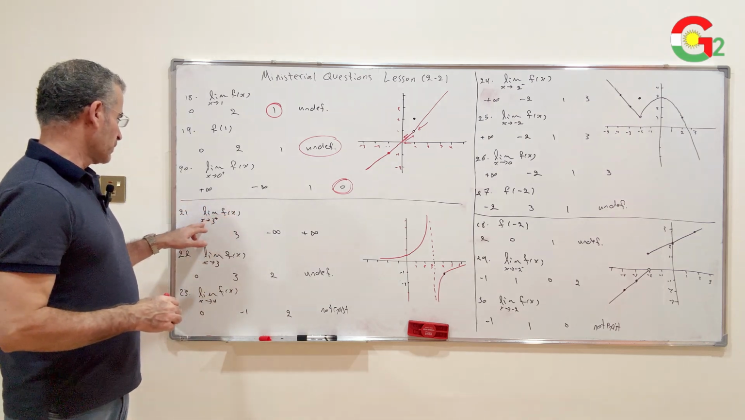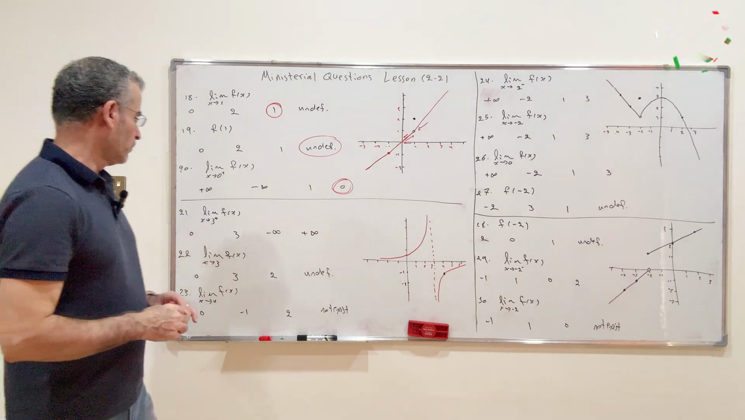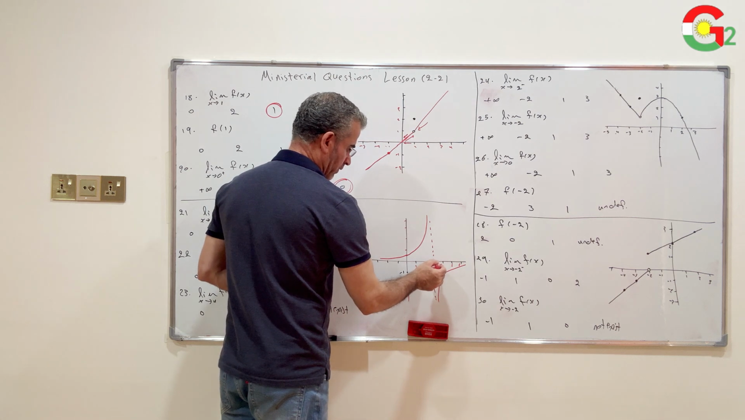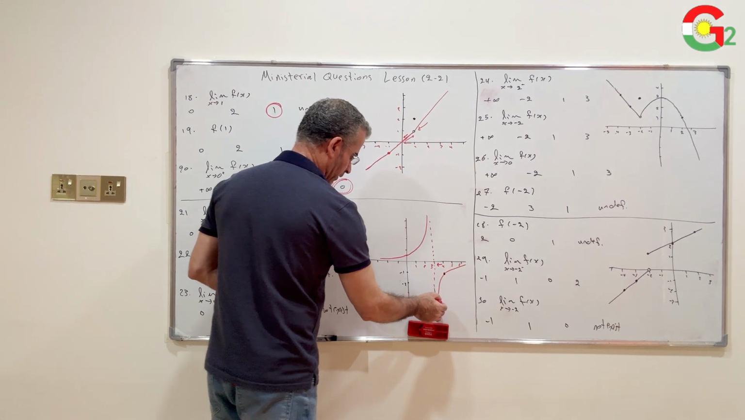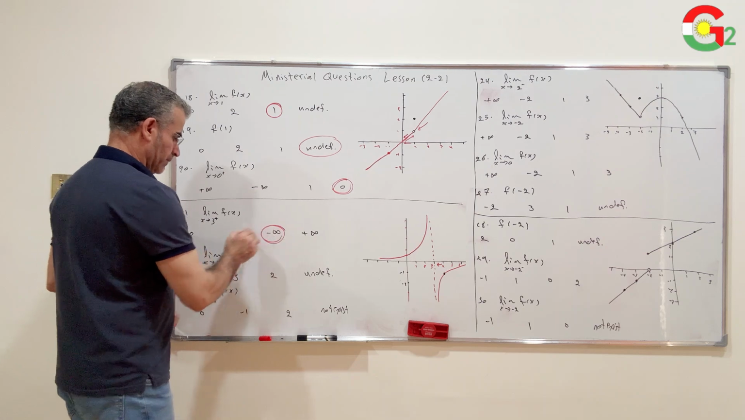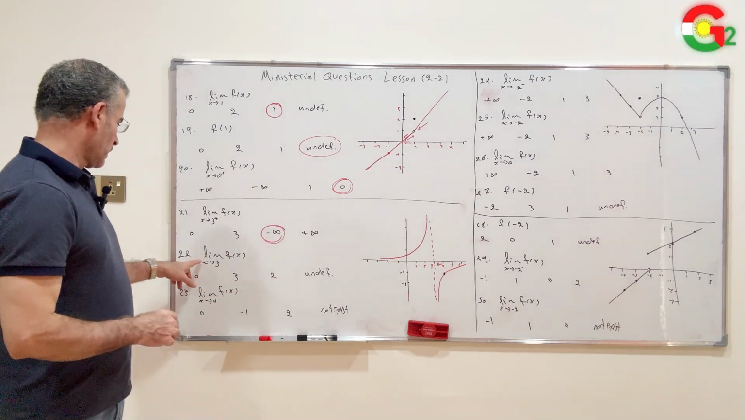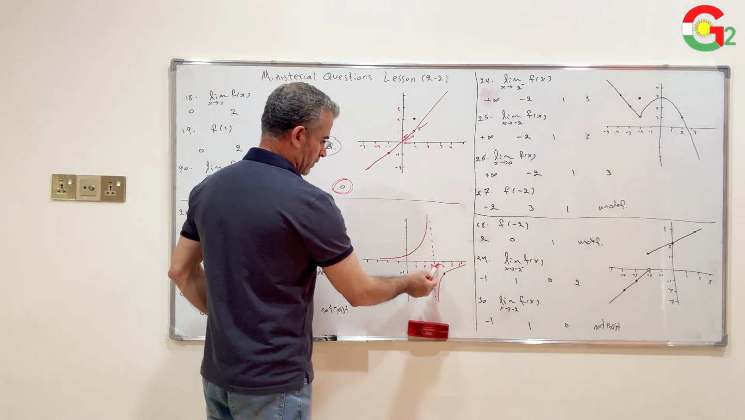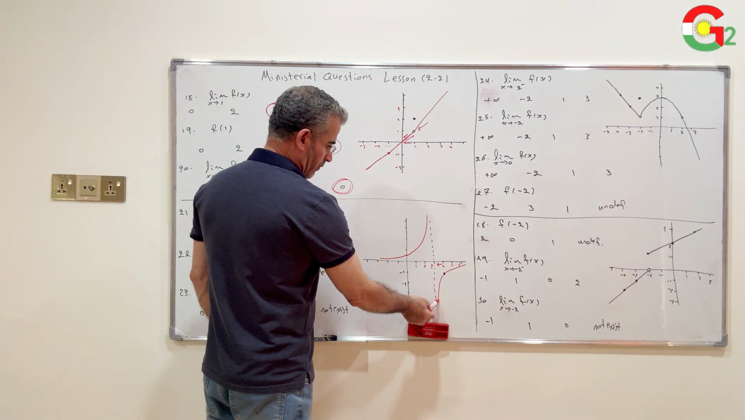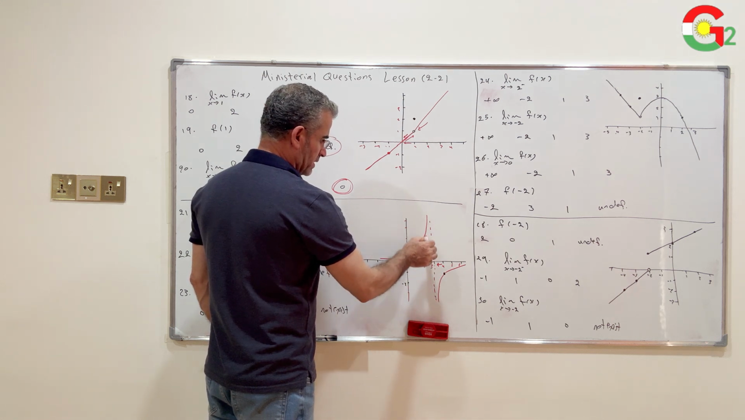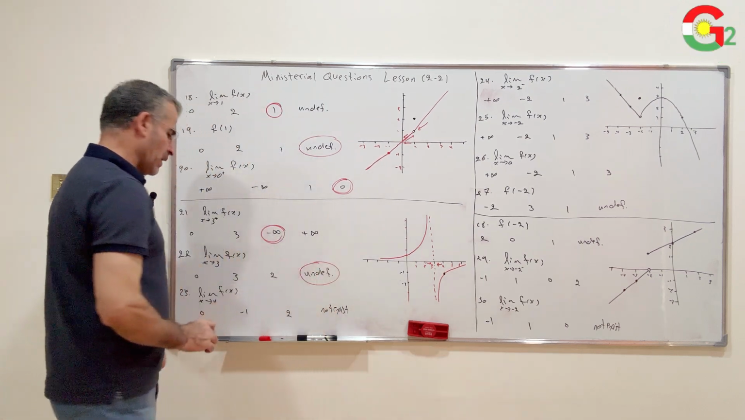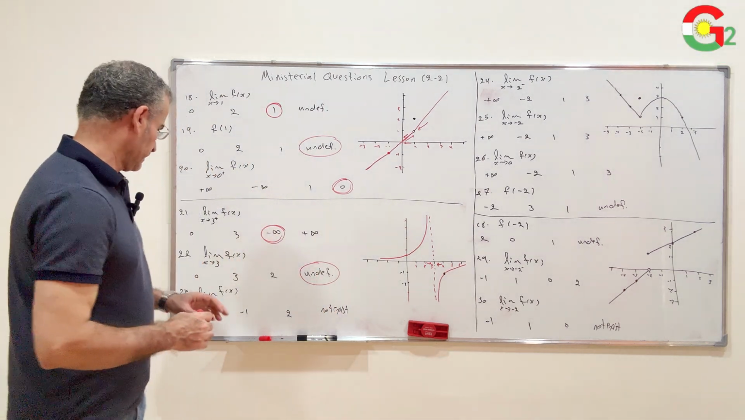Limit of f of x when x approaches 3 from right. This is the right of 3. When x approaches 3 from right, f of x goes to negative infinity. Choice C. Limit f of x when x approaches 3. From right, f of x goes to negative infinity. From left, f of x goes to positive infinity. Then the limit is undefined.